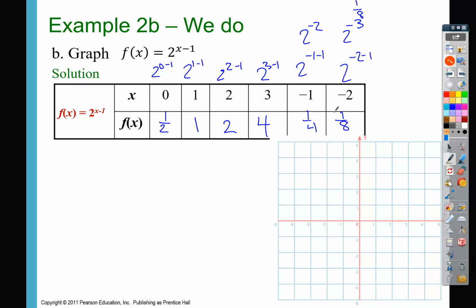Now let's plot those where we can. So (0, 1/2), (1, 1), (2, 2), (3, 4). And we've got (-1, 1/4), (-2, 1/8). So this graph looks like that.